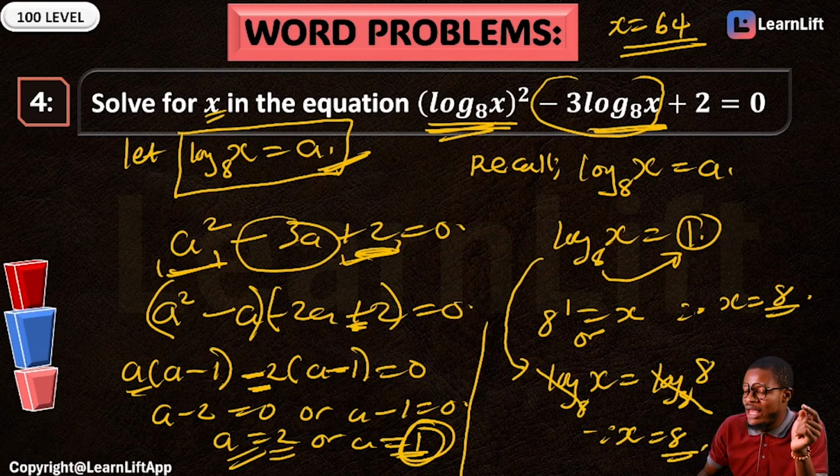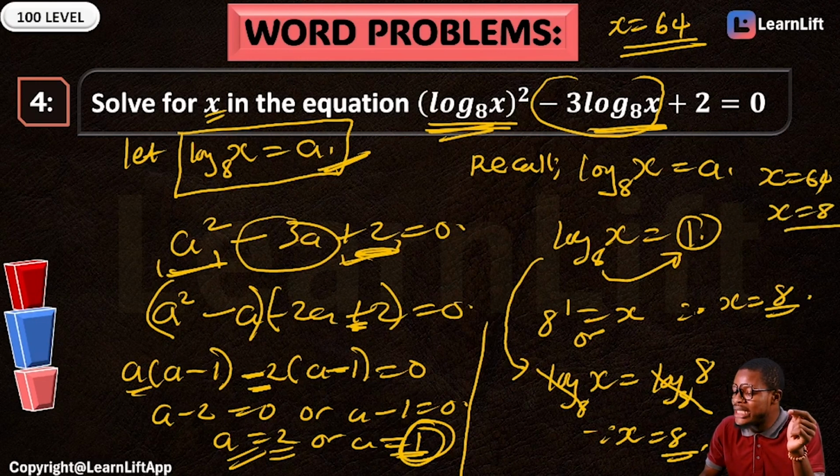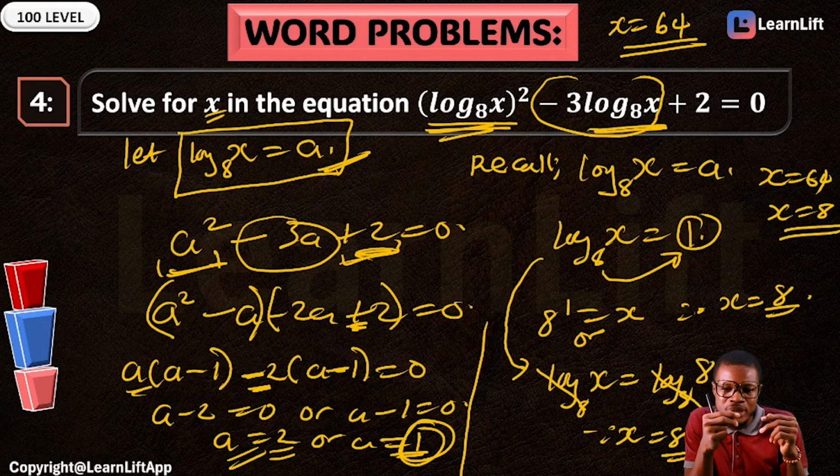So, what are the 2 values of x here? Don't forget that x is either equal to 64 or x is equal to what? 8. These are the 2 values that you will see in the options.